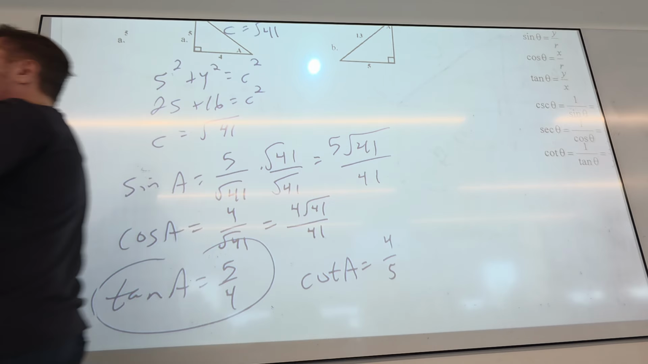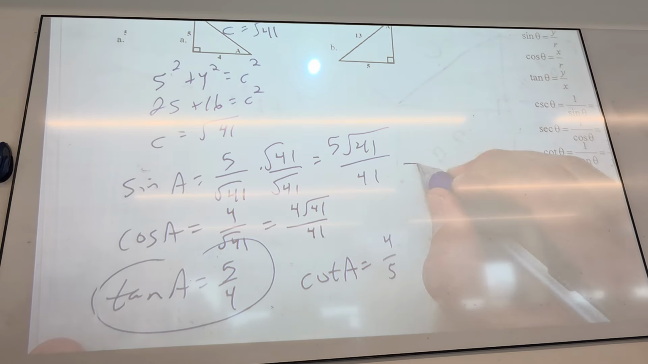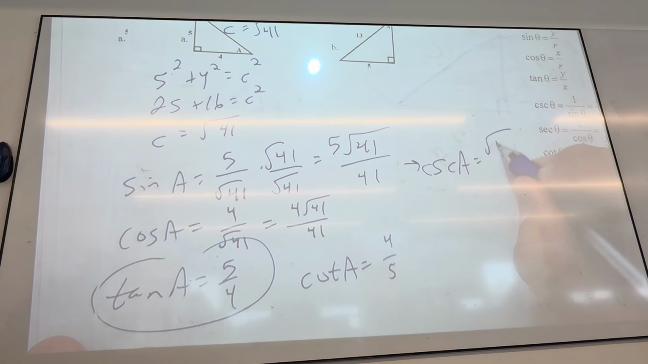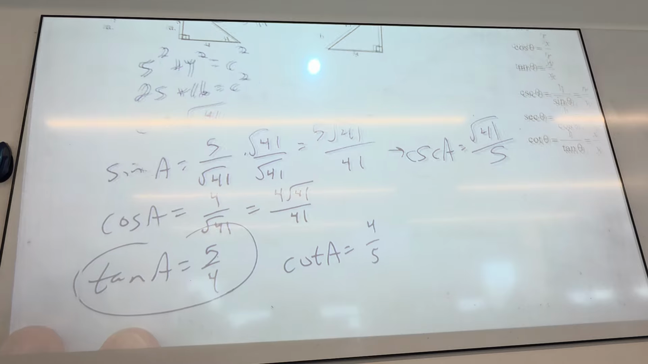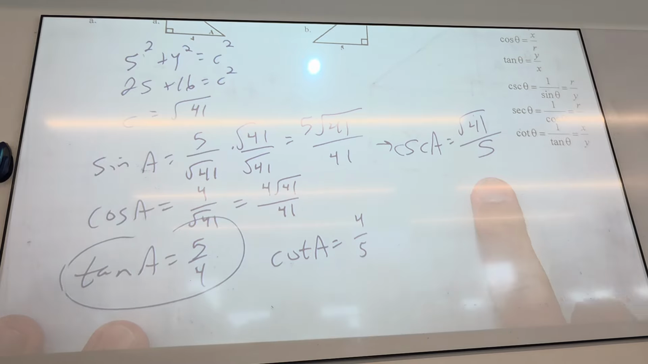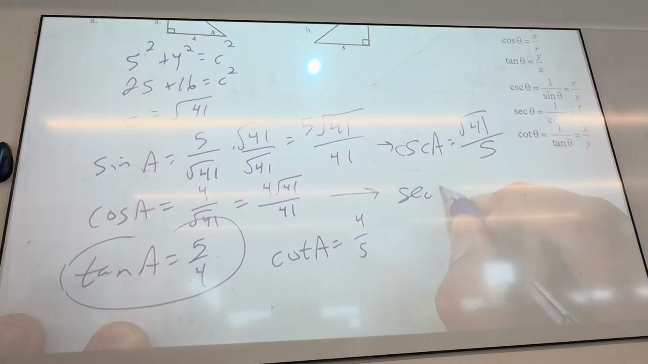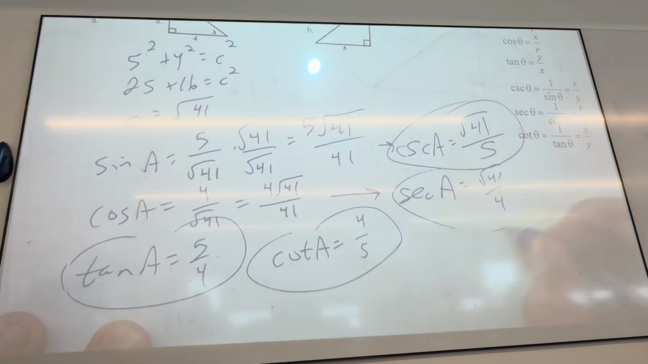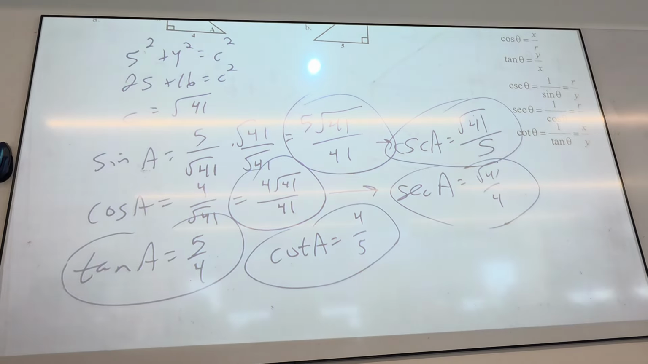So how do I make cosecant? Flip 5 over square root of 41. I find the reciprocal. So it'll be square root of 41 over 5, yes? And that's cool, because the radical's on top. That's good. What's secant? Square root of 41 over 4. Okay. I really set myself up here.